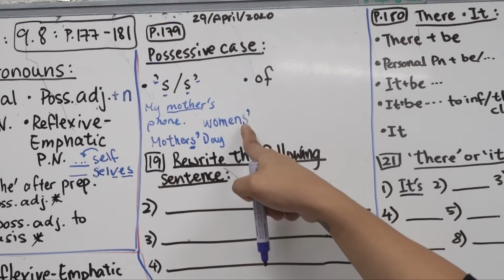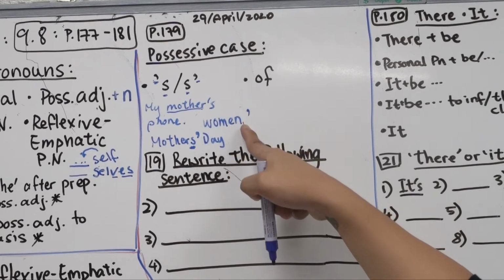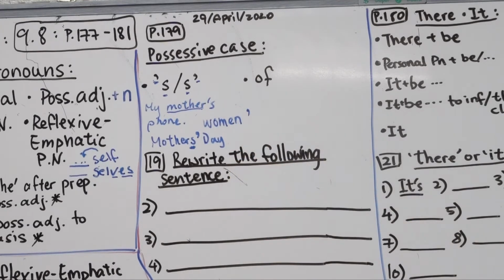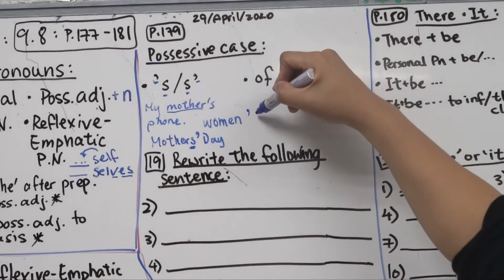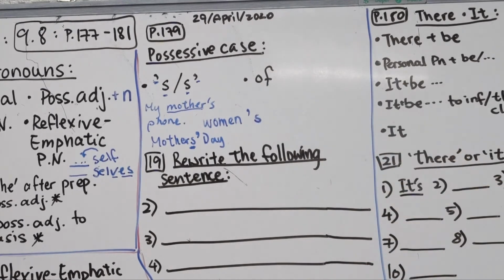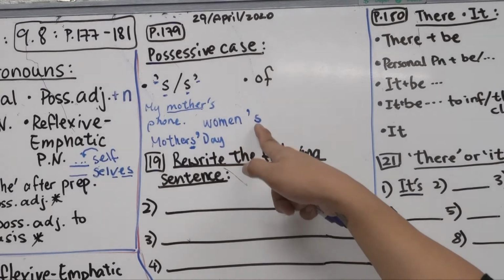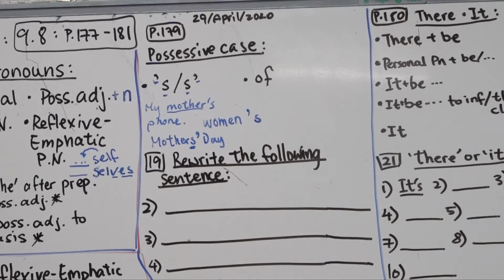So we can't put S anywhere before the apostrophe. So the S should come after the apostrophe in irregular nouns, okay? Irregular plural nouns, I should say. So women's, okay? W-O-M-E-N apostrophe S. Alright?